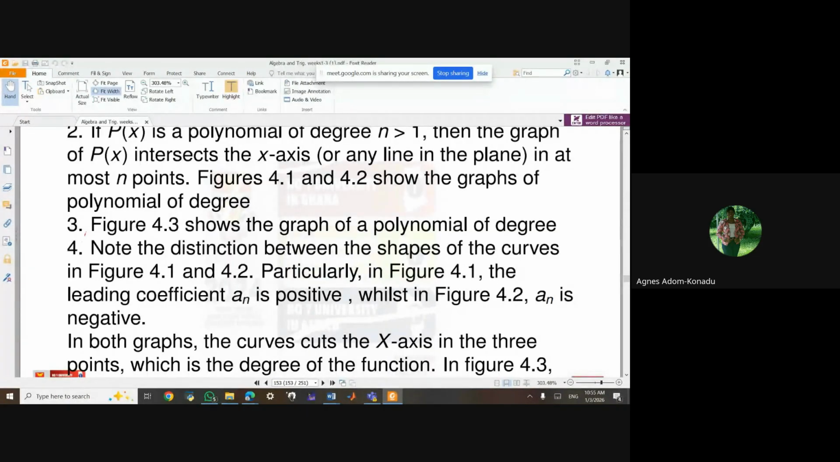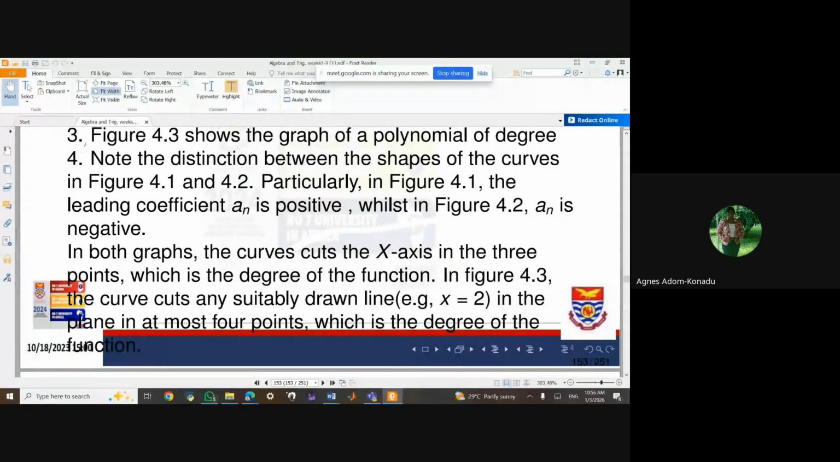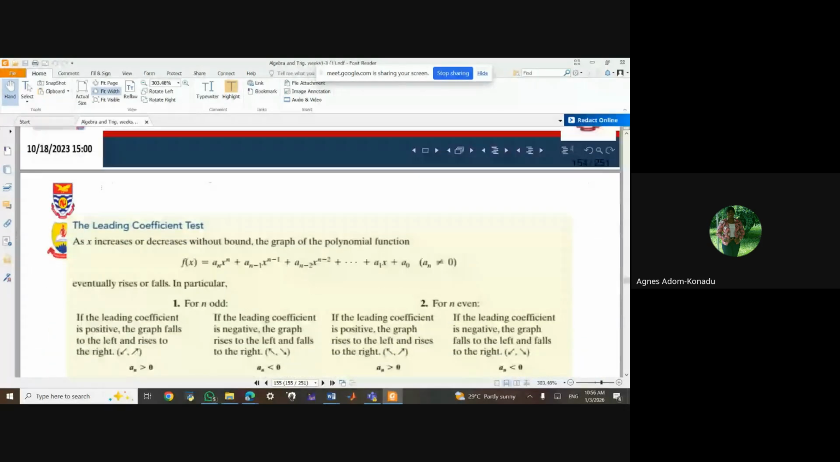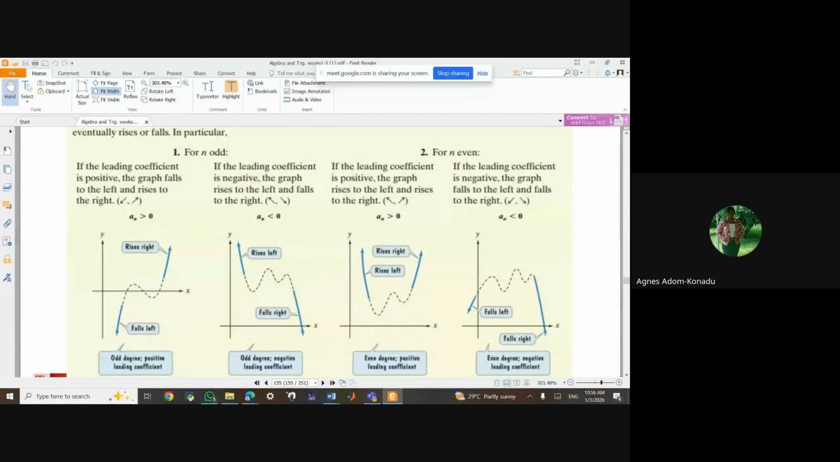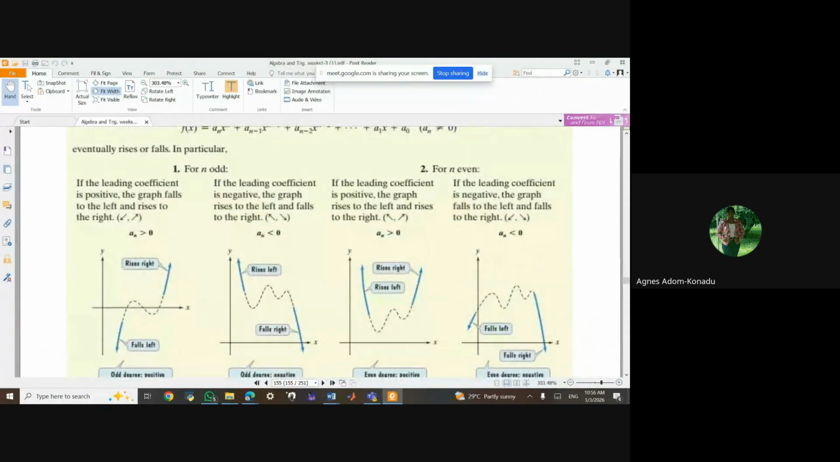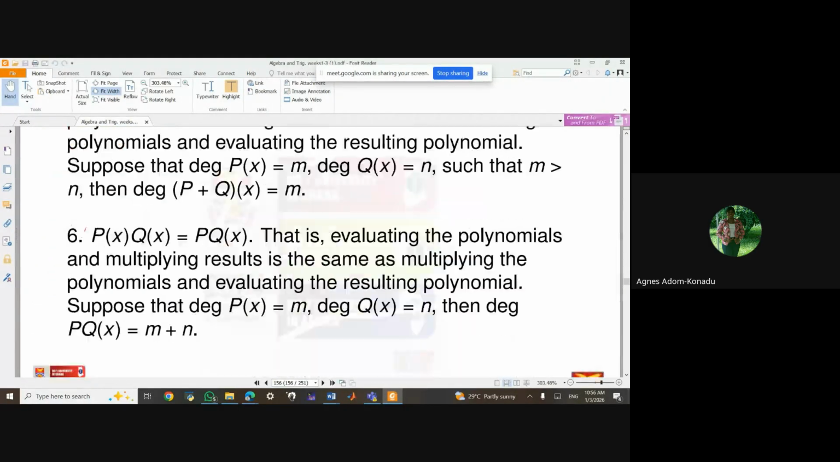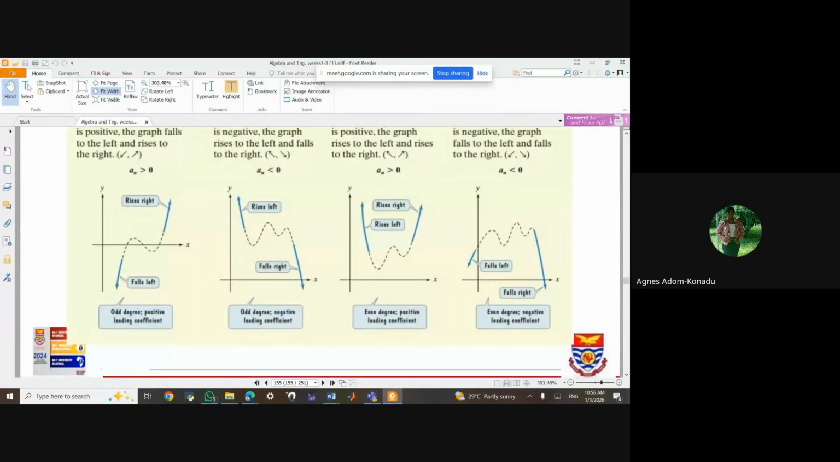Note the distinction between the shapes of the graphs in 4.1 and 4.2. In 4.1 the leading coefficient a sub n is positive, whilst in 4.2 the leading coefficient is negative. So please, let's go to figure 4.1 and figure 4.2. Okay, so this is figure 4.1.